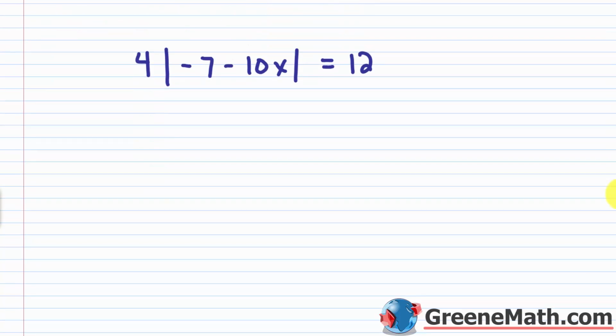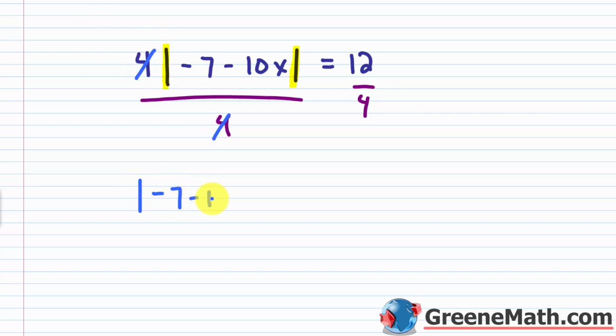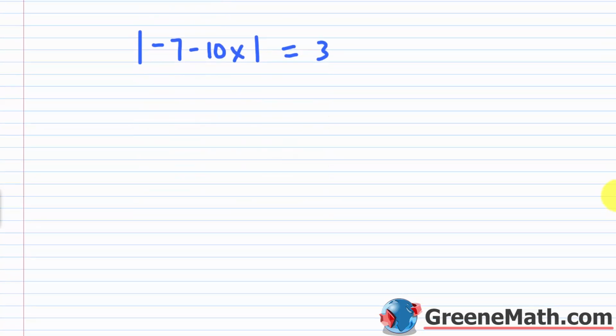Scroll down and get some room going. All right, so to isolate the absolute value operation, I have 4 that's multiplying it. So all I need to do is divide both sides of the equation by 4. So we know that, again, this would cancel. I'll have the absolute value of negative 7 minus 10x equal to 12 divided by 4, which is 3. So now we have this in the format of our absolute value operation equals some number.